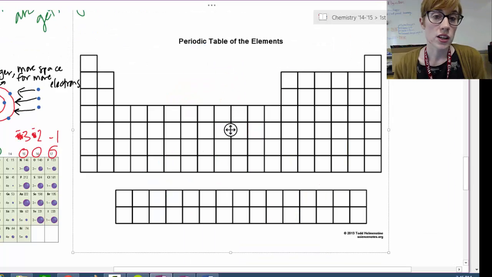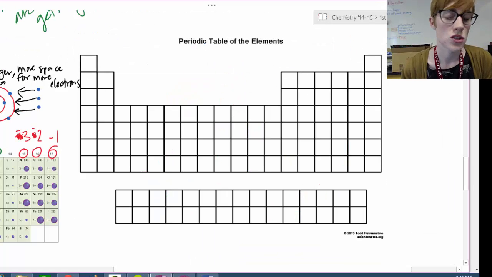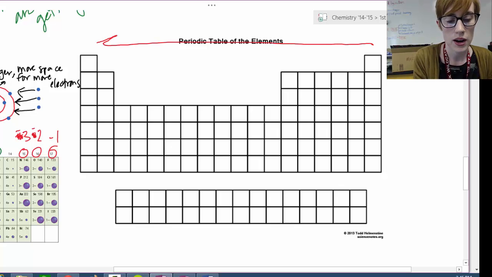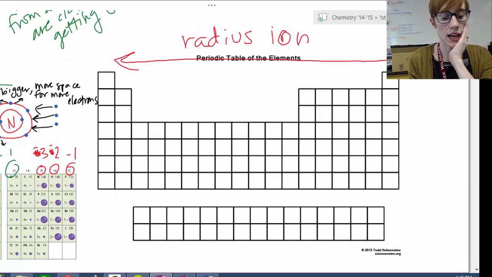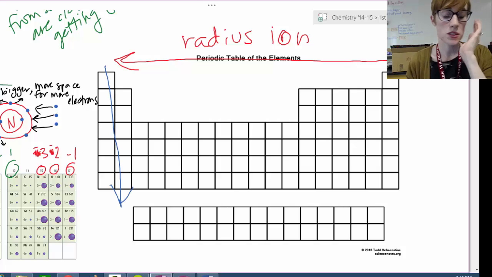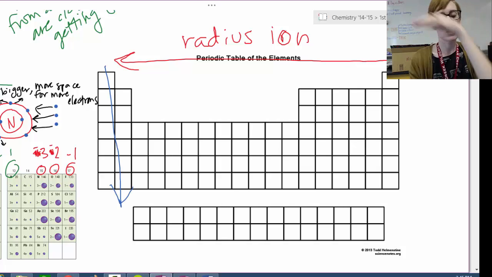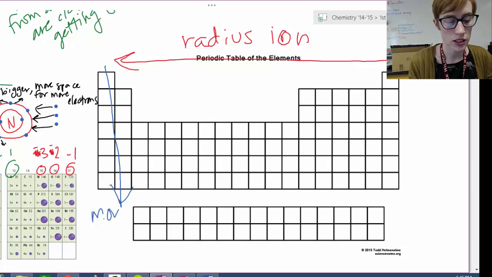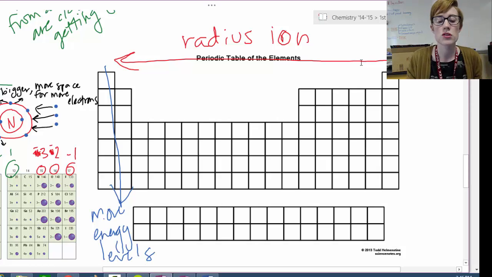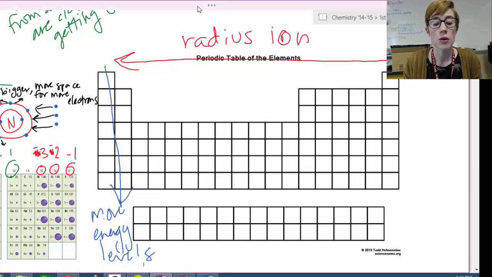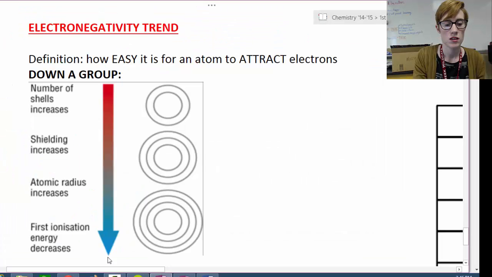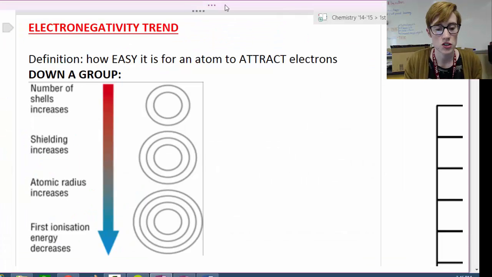So your ionic radius trend actually goes the same direction as your atomic radius trend. The radius of an ion increases from right to left and also increases from top to bottom, okay? It increases this way because there's more energy levels. It's more energy levels, it gets bigger. So the ionic radius trend goes the same direction as the atomic radius trend. And now we only have one more trend to talk about, and that is our electronegativity trend.